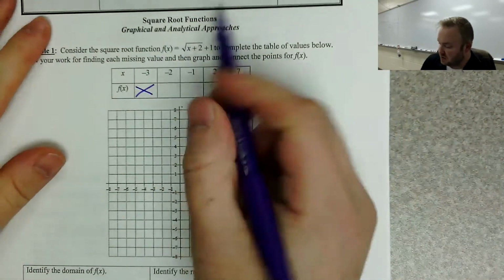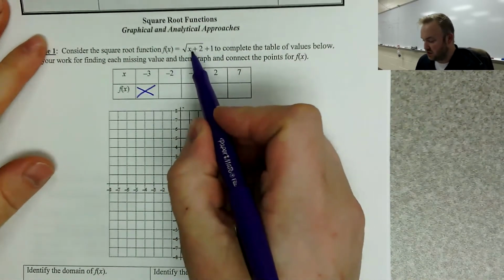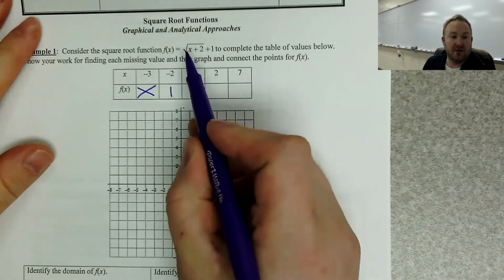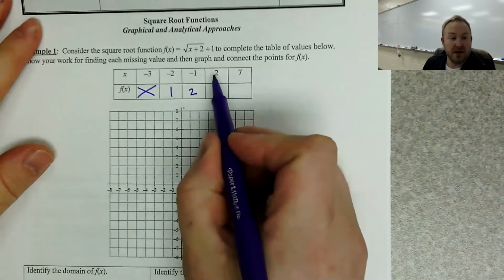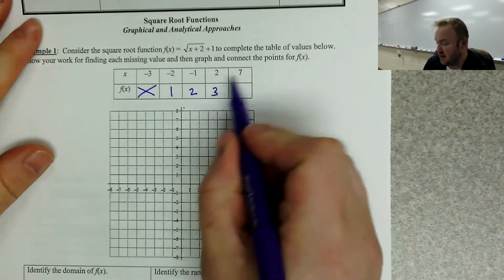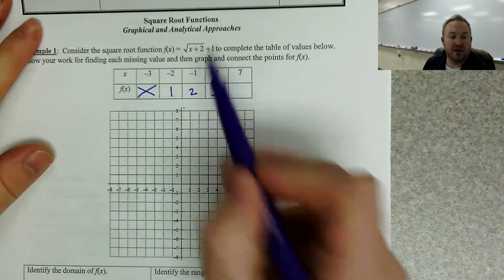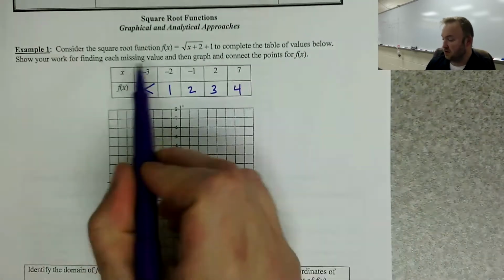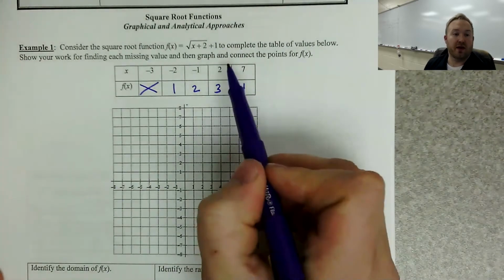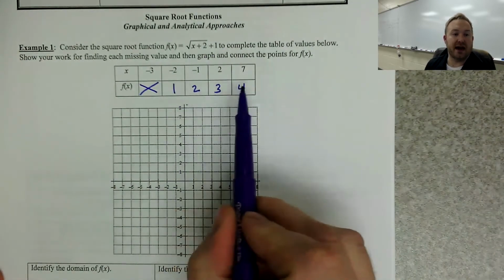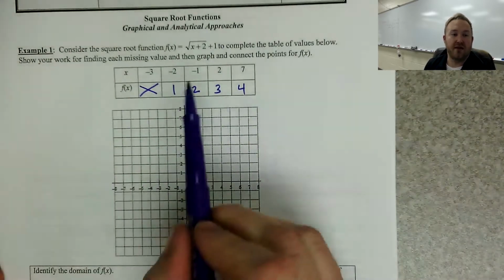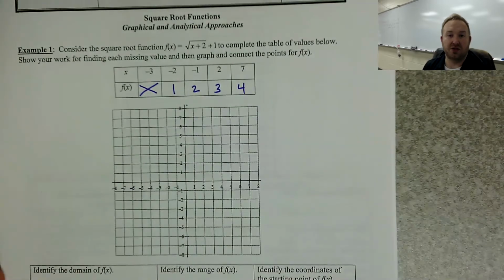If I plug -2 into this function, I'll have the square root of 0, which is 0 plus 1, and I get a 1. If I plug -1 in there, I will get 1 plus 1, which is 2. If I plug in 2, I'll get square root of 4, so that's 2 plus 1, which is 3. If I plug in 7, I'll get 3 plus 1, which is 4. Now you'll notice that my x values were very strategically chosen here so that when I plugged those numbers into the function, I got nice, easy y coordinates. And so if you're going to graph a function this way, you have to be a little bit strategic about how you choose those x coordinates.